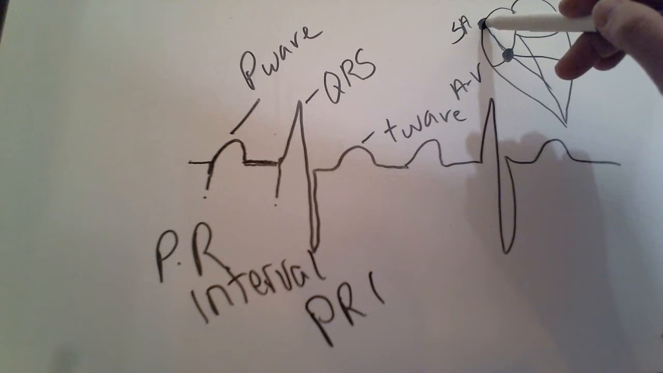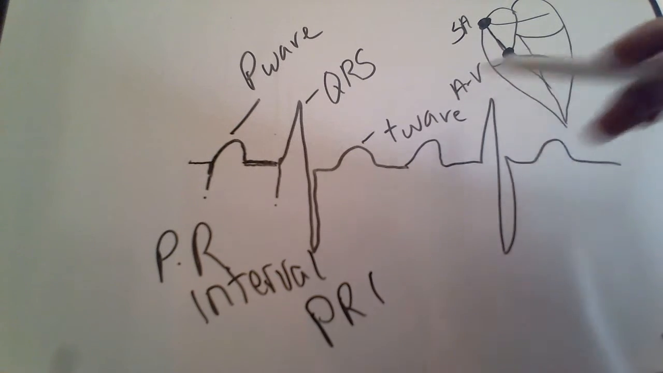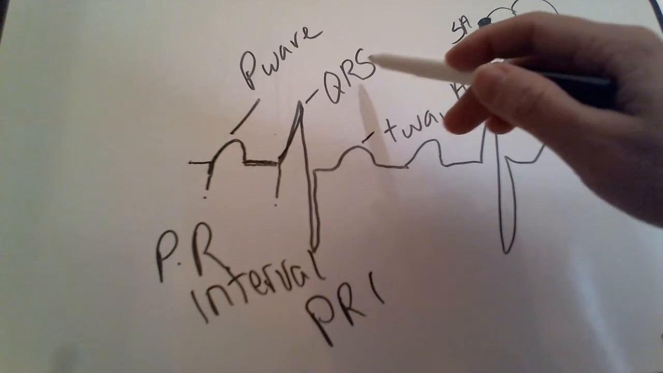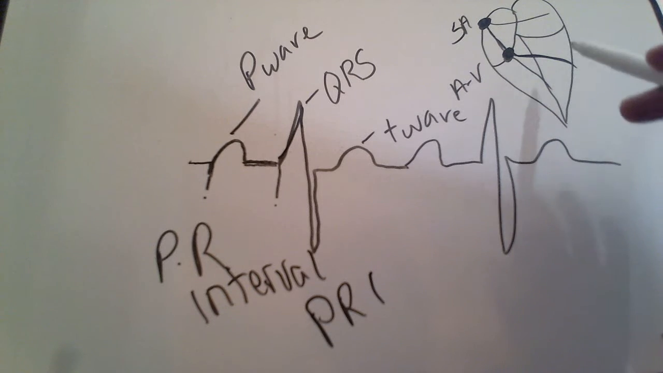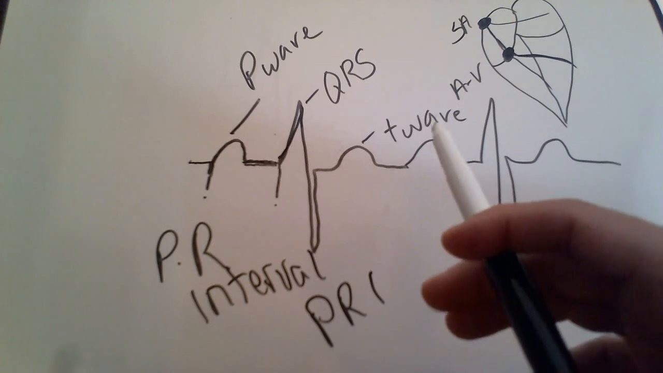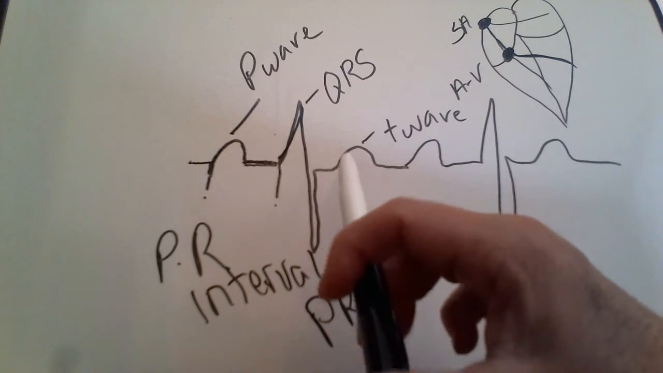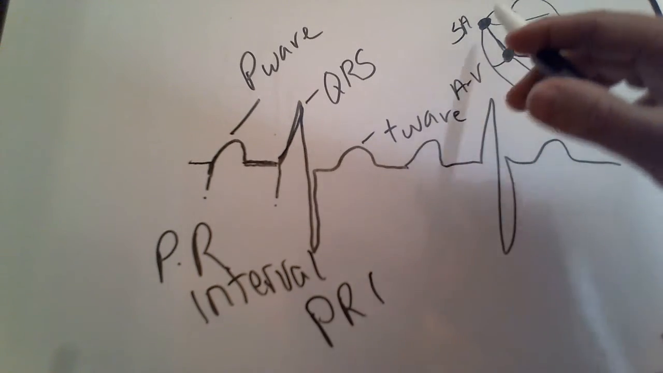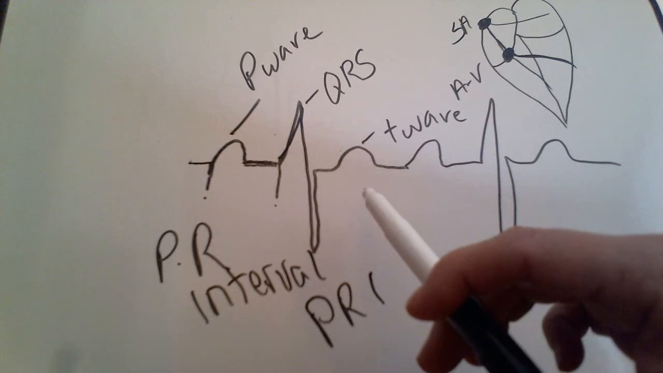to leave the SA node, travel down into the AV node, be detained, and then go into the ventricle to form your QRS. QRS is representative of ventricular contraction. So, obviously, because the ventricles are a lot larger than the atria, the size of the complex of the QRS is a lot larger.